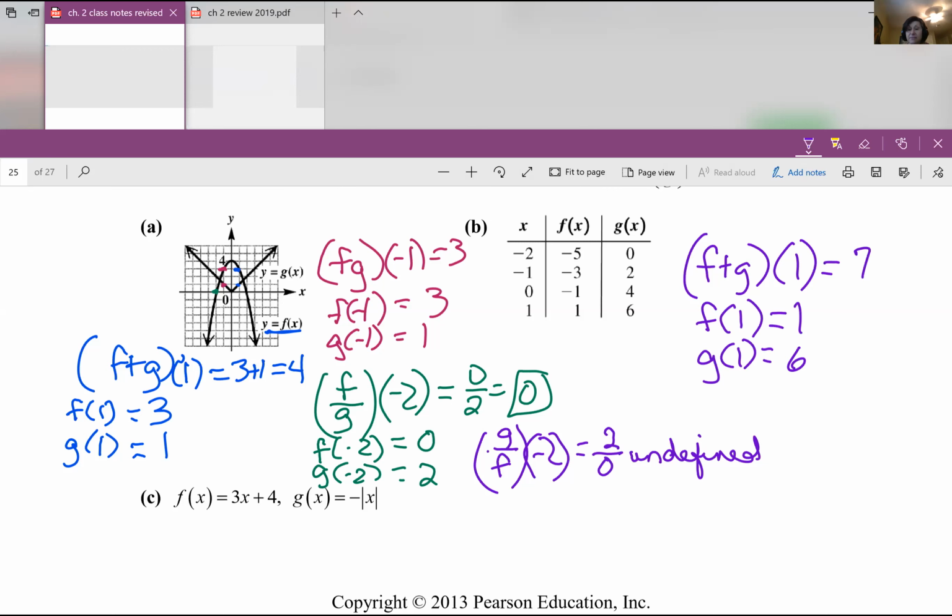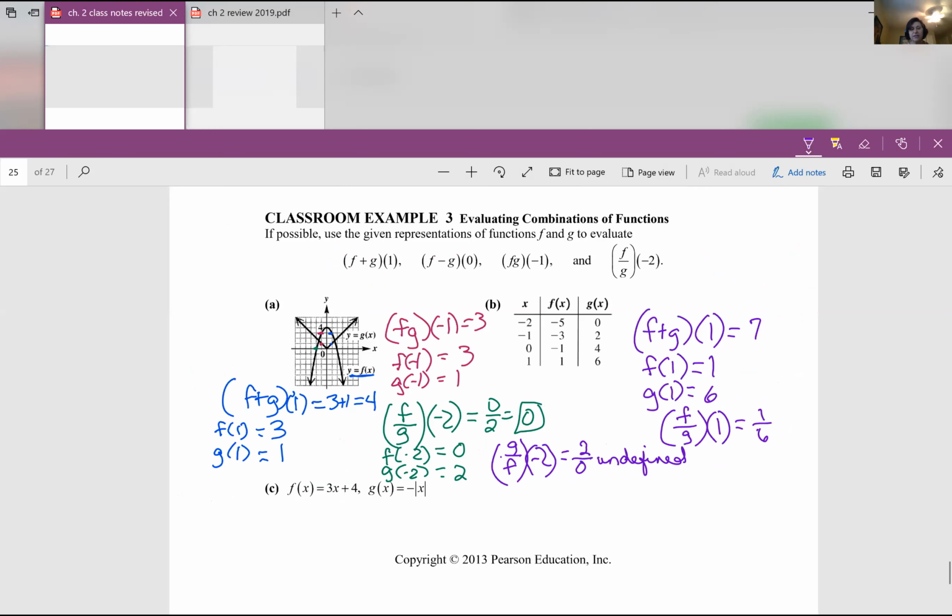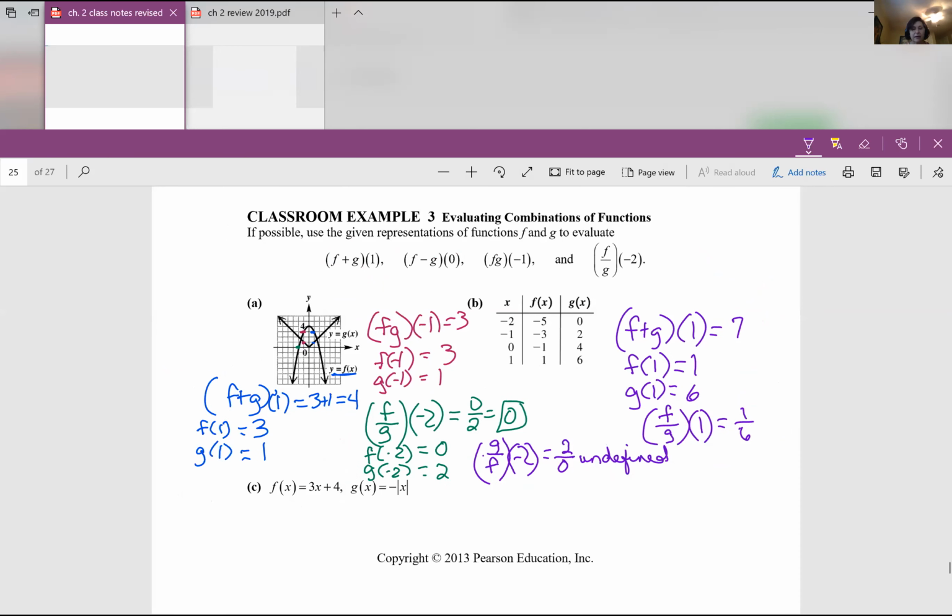What if this had been f divided by g of 1? What would that have turned into? 1 divided by 6. You're right. It would just be a fraction. So reading out of a table like that, is that no big deal? Nope.